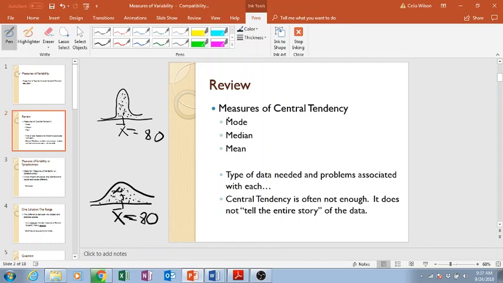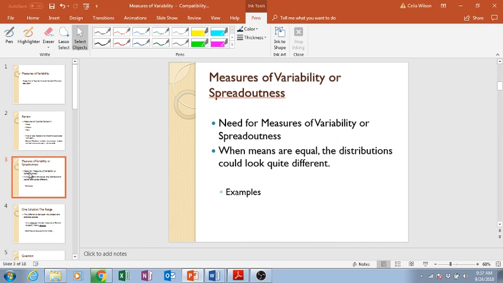Just like there was a problem with the mode and the median, now we're seeing that the mean does a pretty good job, but it really doesn't tell the whole story of what's going on with our data. So there is something else for you, and those are our measures of variability, or I call them measures of spread outness because that's a little more descriptive of what we're actually looking at. Again, when the means are equal, the distributions could look quite different.